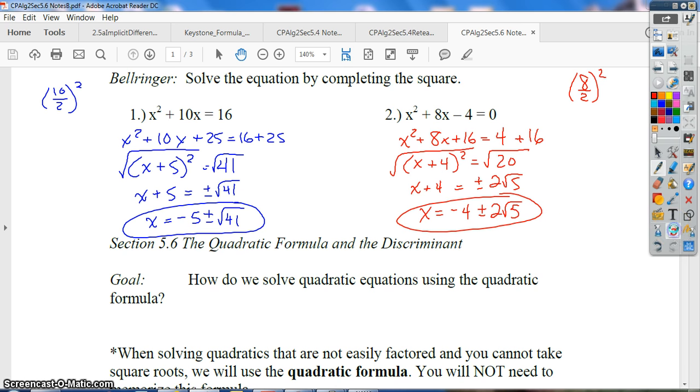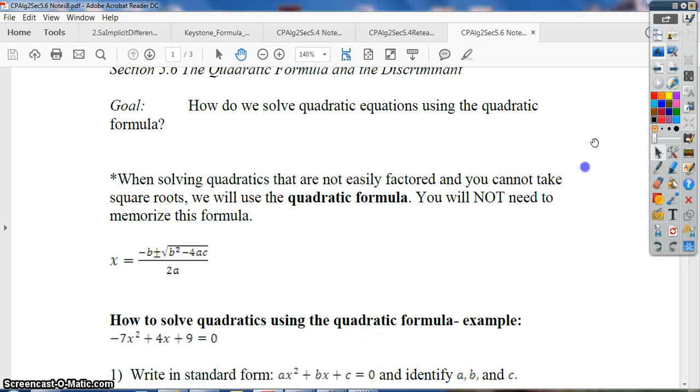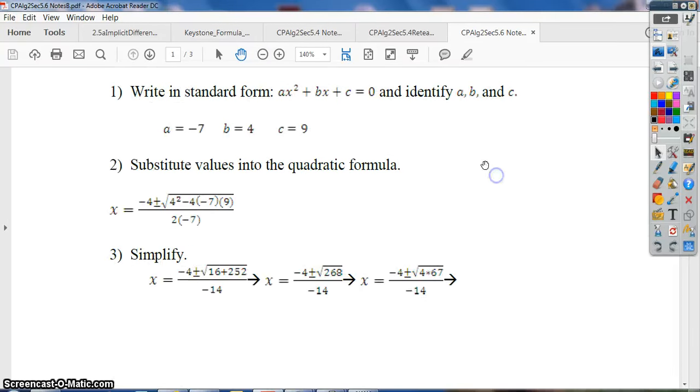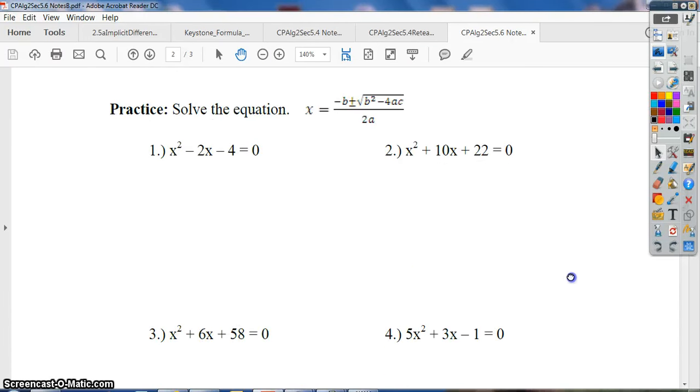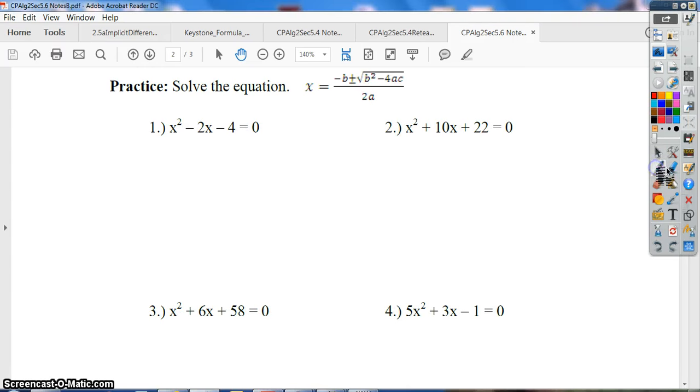All right. So, the quadratic formula. How do we solve equations using the quadratic formula? The quadratic formula is really completing the square, but it's already solved for x. So this is a plug and chug formula. You can see that it takes you through an example. You can go through that on your own. And what we're going to do is pick up here at number 1. So if I pick up at 1, basically I'm going to assign A, which is 1, B is negative 2, and C is negative 4.